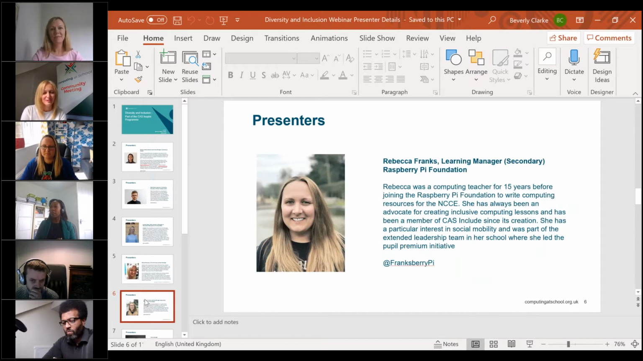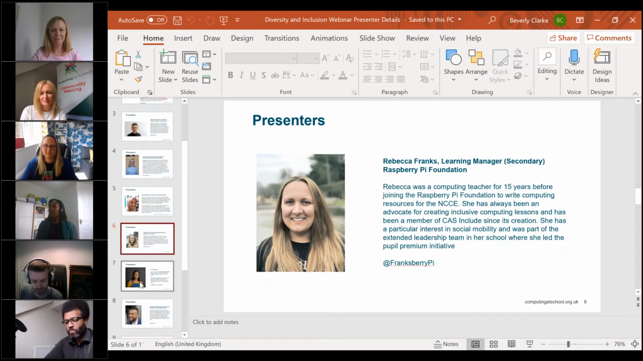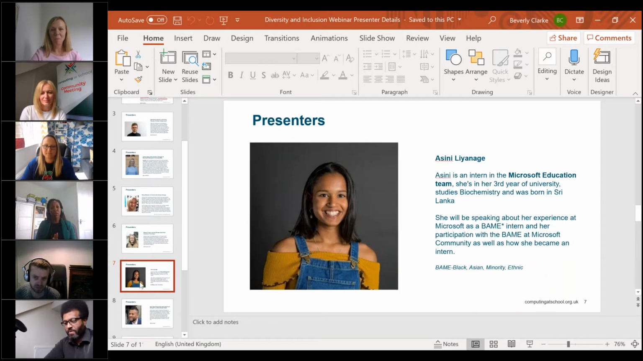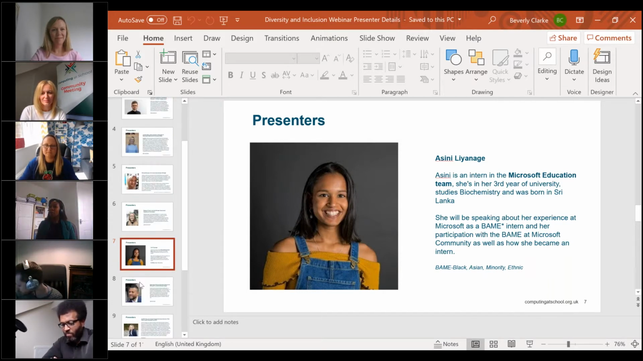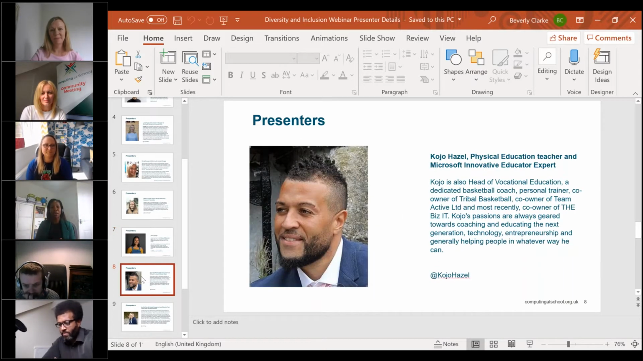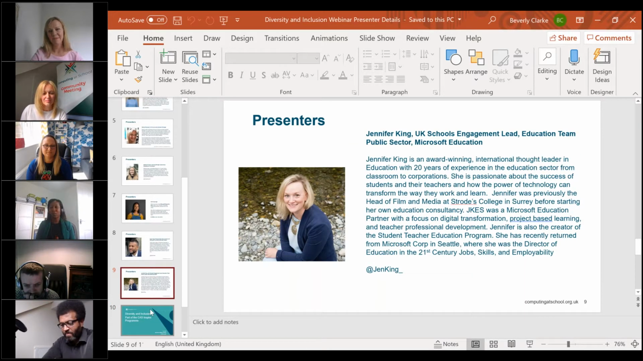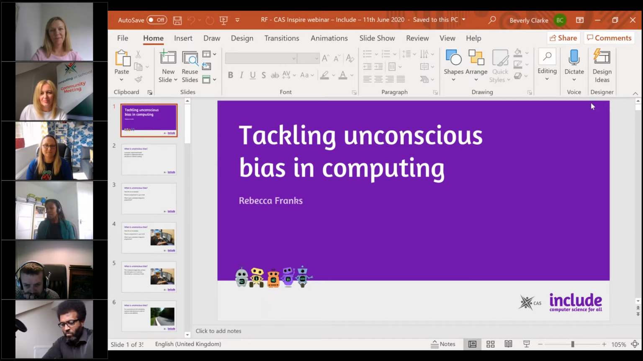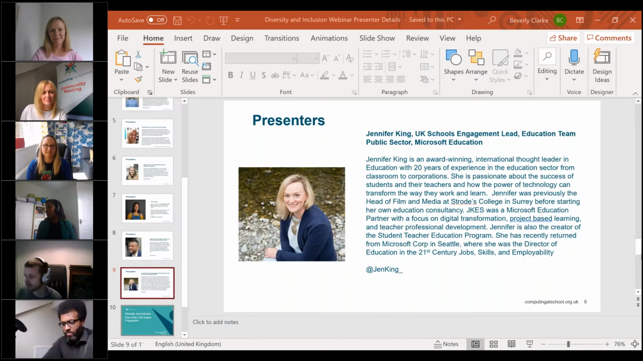We're also joined by Rebecca Franks, the Learning Manager from the Raspberry Pi Foundation. Asini Lienge from Microsoft. Asini is an intern at Microsoft, and she'll be speaking to you about that later on. We're joined by Kojo Hazel, a PE teacher and a Microsoft Innovative Educator expert, who will speak to us also. And closing the show will be Jennifer King, the UK Schools Engagement Lead for Microsoft. Okay, so I'm now going to hand you over to Peter Kemp, who will take us through changes in the curriculum and social mobility issues and looking at gender and performance.